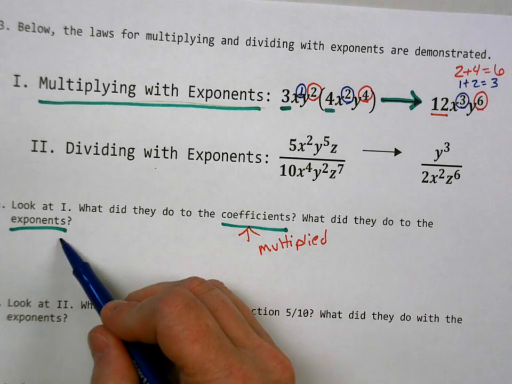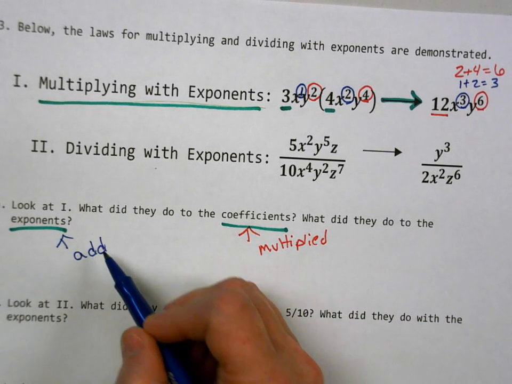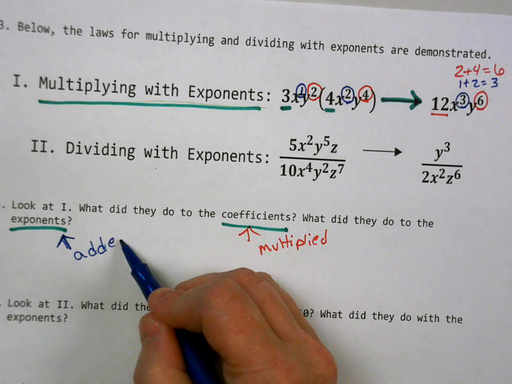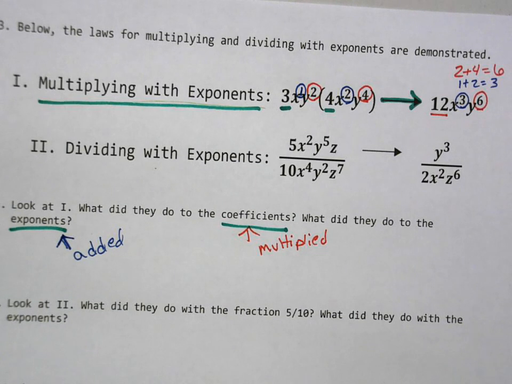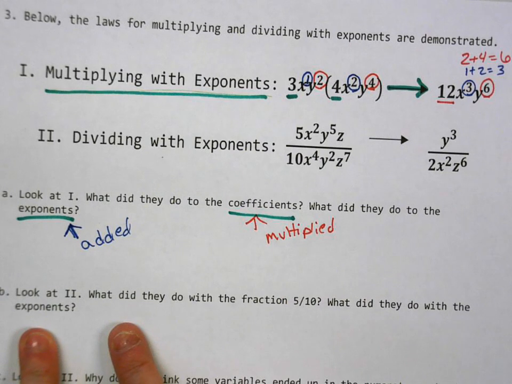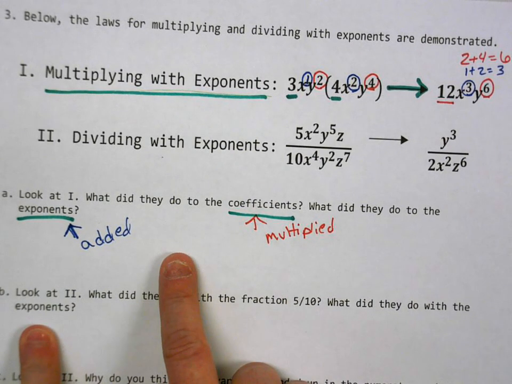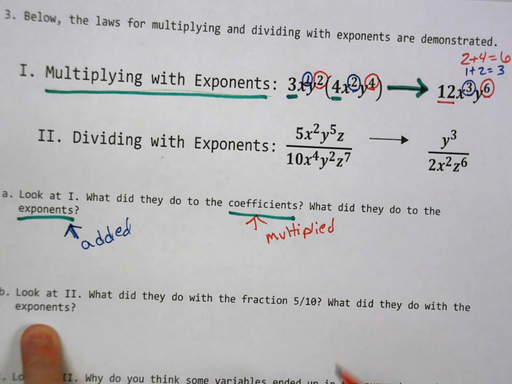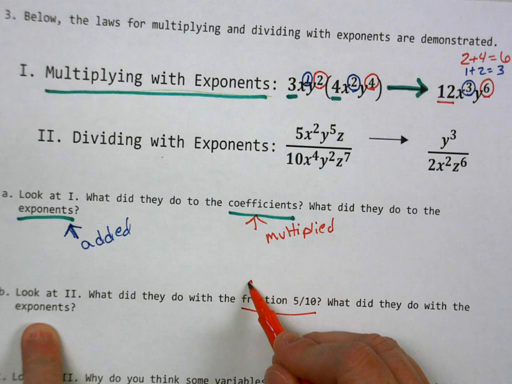So what do we do to the exponents? We add the exponents, and multiply coefficients. You can have this worded any way you want to. I was just simplifying it up here on my paper. So now look at question B. Since you did question A, look at question B. It says, what did they do with the fraction 5/10? This is also the coefficients here.